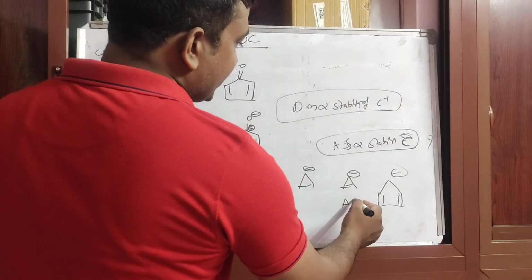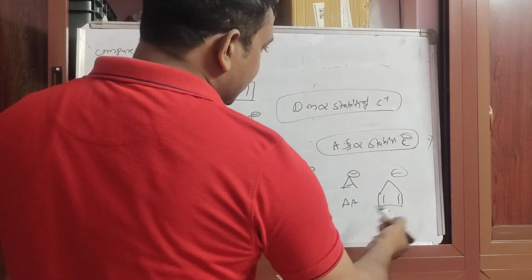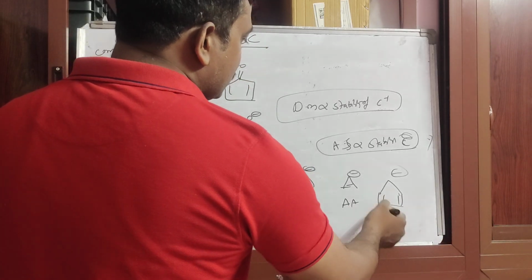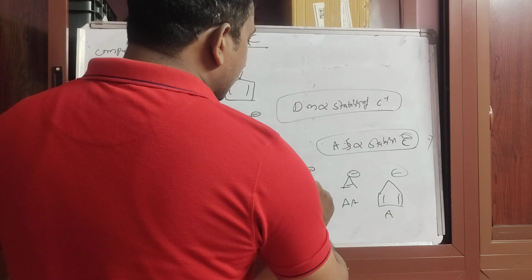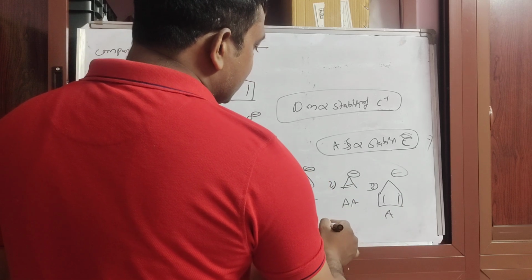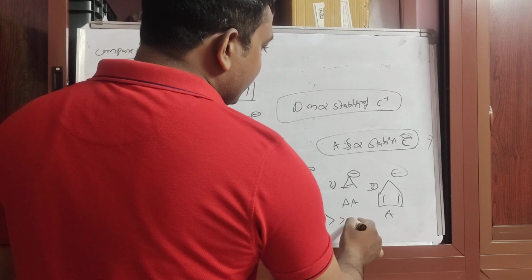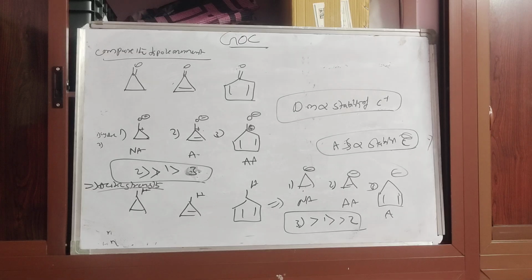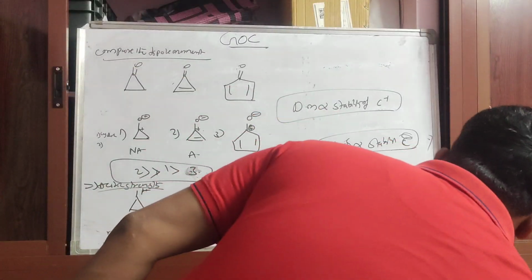This is anti-aromatic, this is aromatic, this is non-aromatic. Which is more stable? Third one is more acidic, then compared to 1, then compared to 2. This is the sequence order of the acidic character of the molecule. Next.